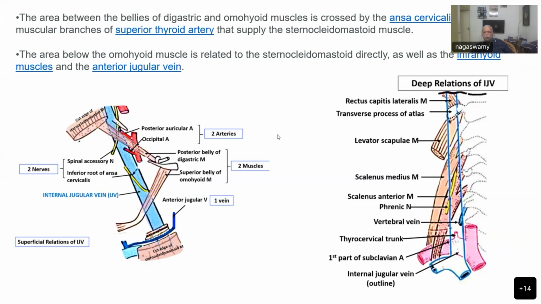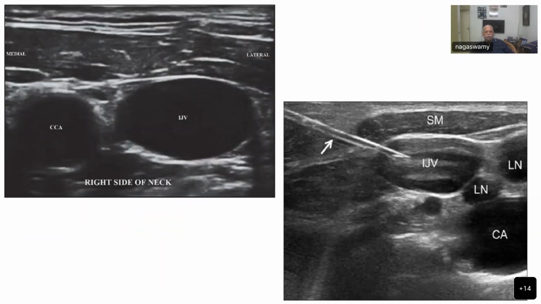So even if you are not able to fully write or draw these pictures, you must be able to recall and write all these relationships. So this much should be written for the anatomy. Of course, this is the picture I am just showing to give you an idea about the ultrasonography. This is not in relation to the answer, so you can just remember it as a method of cannulating the IJV. I just thought I will include that.